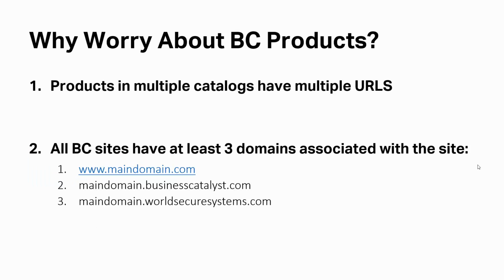So why do we even need to worry about canonicals with BC products? You might be thinking, I'm not entering in multiple products into the database. I've just got one product for it. Well, in Business Catalyst, there's two things that happen that we need to be aware of. One is that products in multiple catalogs have multiple URLs associated with it. Now let me show you what I mean.